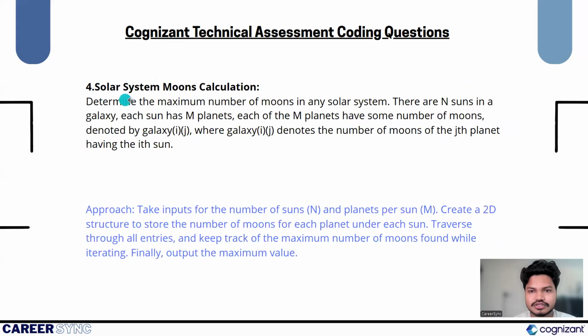Now, let's move to the next question, like solar system moons calculation. Determine the maximum number of moons in any solar system. And there are n suns in a galaxy. Each sun has m planets. Each of the m planets have some more number of moons. You have to read the question first, what they are asking, what you need to solve. By understanding that, try using any approach and solve the questions.